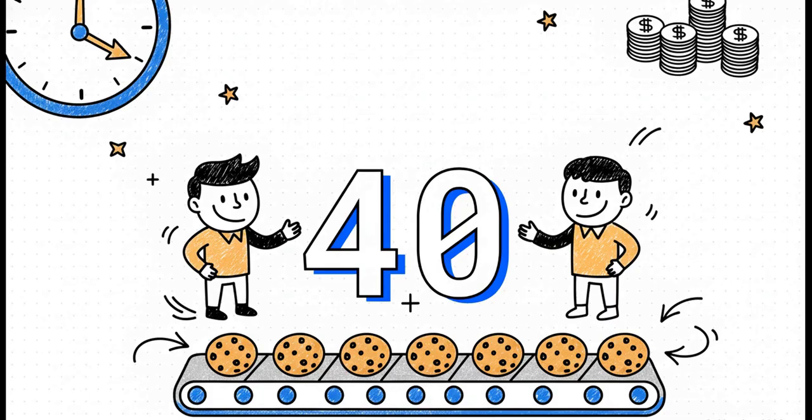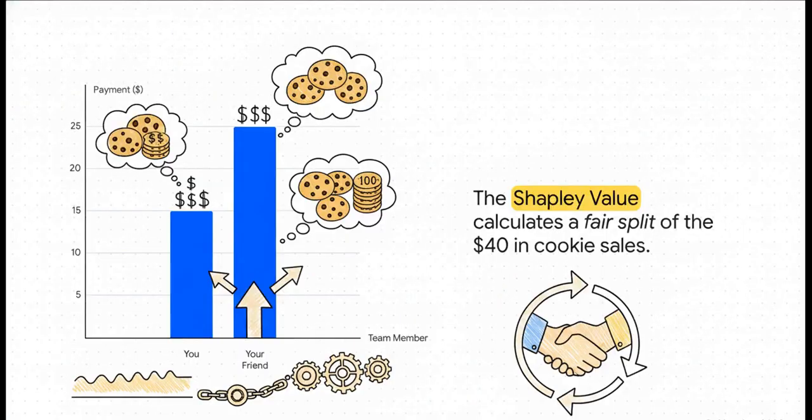So if you sell them for $1 each, how do you split that $40 in a way that's truly fair? This is where the Shapley value comes in. It says the fair split is $15 for you and $25 for your friend. And here's the beautiful logic behind it. First, you each get paid for your baseline contribution, the cookies you would have made anyway. So that's $10 for you, $20 for your friend. That leaves that extra $10, right? The bonus value you created together. The fairest thing to do is split that bonus 50-50.